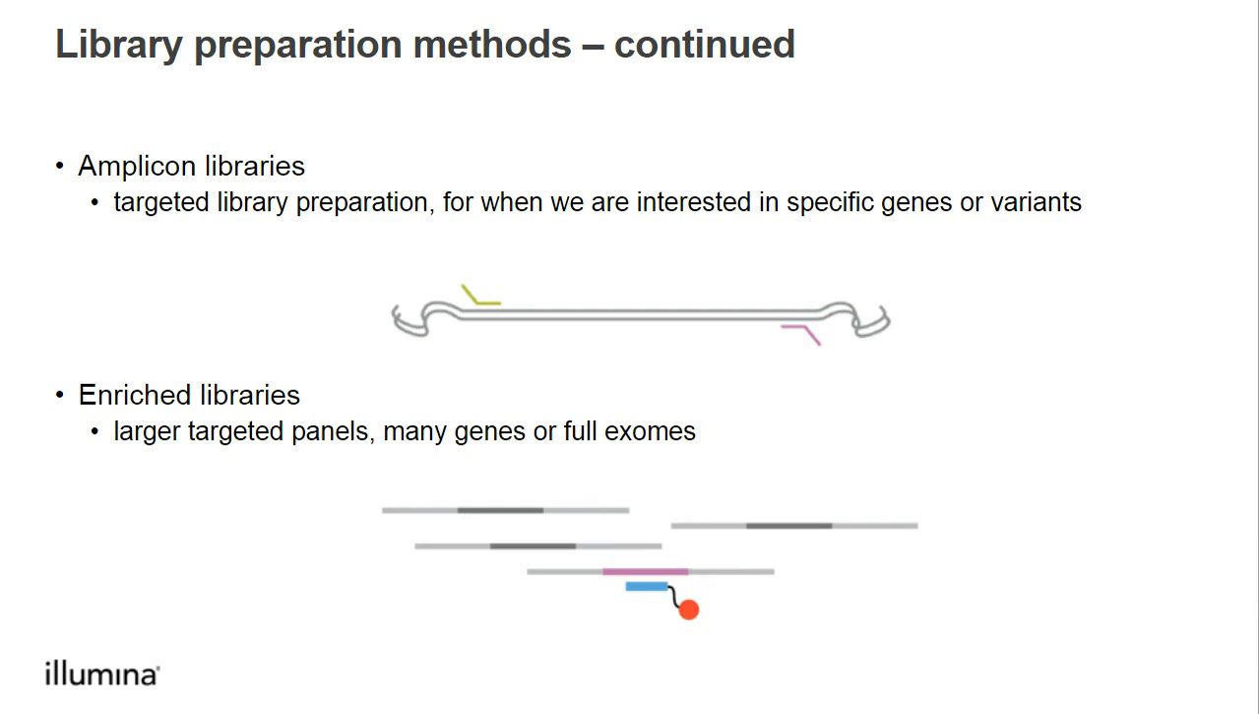The first is an amplicon-based approach. With an amplicon-based library prep, we selectively amplify only the regions we are interested in from a nucleic acid sample, and we prepare libraries from these targets.